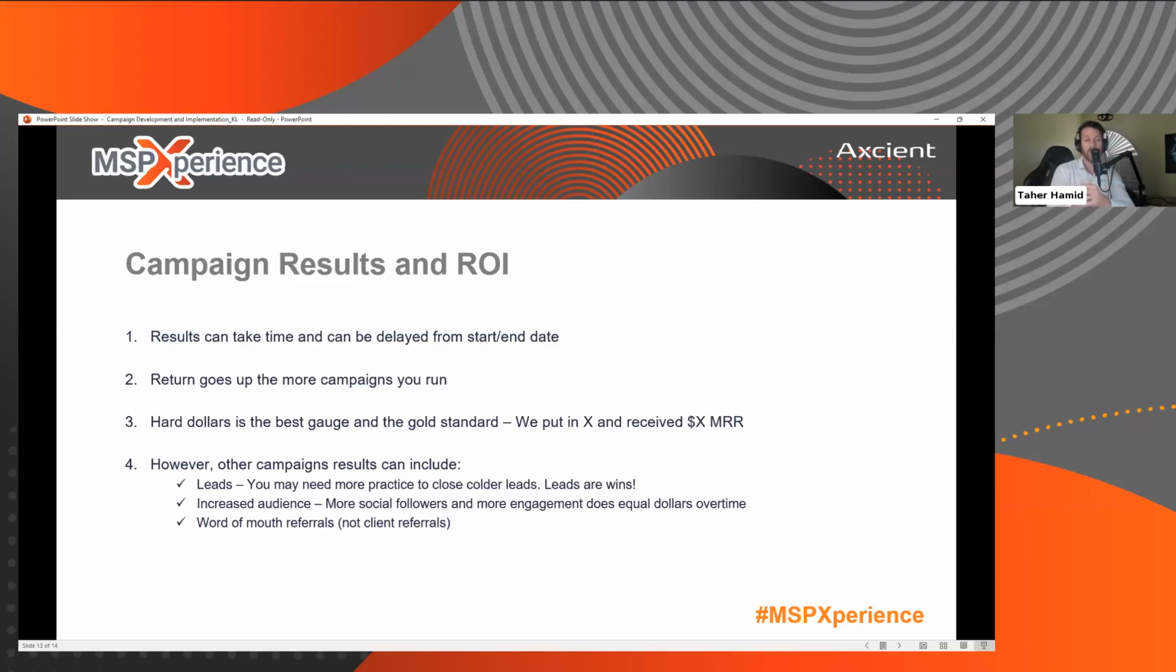A couple of things. 1, results can take time and they can be delayed from start and end date. So you might have a campaign that runs 1 quarter. But the reality is, especially the more you do these campaigns, you might find someone that closes 9 months out. And that was someone that came in to download that Microsoft 365 ebook. They were on the drip email campaign, and then they converted down the road. Well, that can be attributed to this campaign. So it's important to understand, especially when you first start running campaigns, the hard dollars, which we're going to talk about, may not be as high as the longer you run different campaigns, which is the next point.